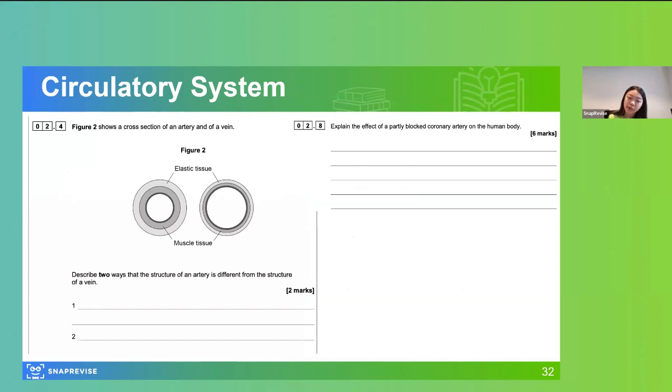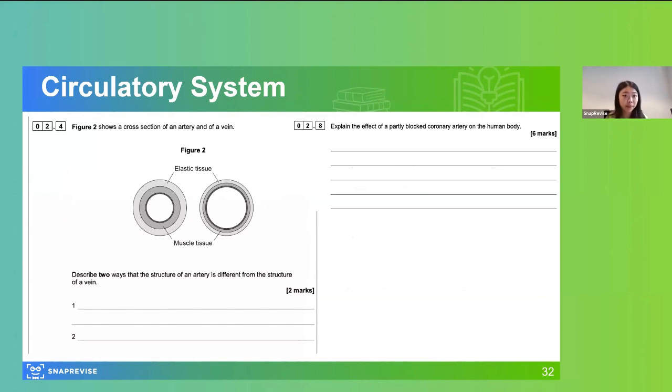However, when you're answering comparing questions, you need to use comparison words. What I mean by comparison words is, but on the other hand, or in this case, just even -er, so thicker, narrower. Don't say, oh, artery has thick tissue, or artery has a thick elastic layer. You can't say that because then you're not really comparing it. You have to say it has a thicker elastic layer or a thicker muscle tissue. That's just something to point out.